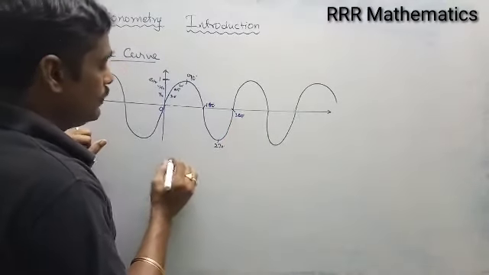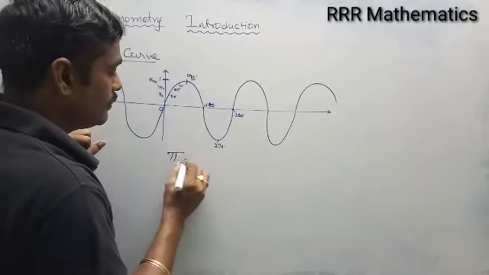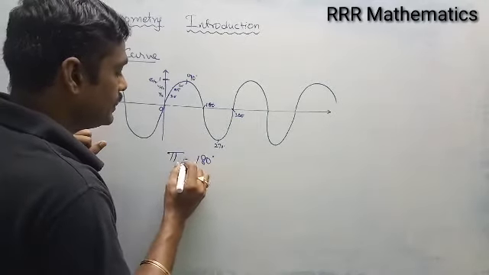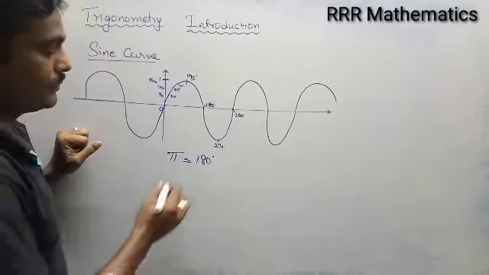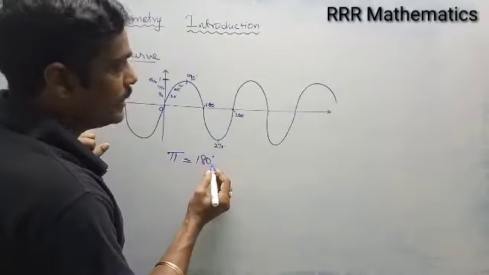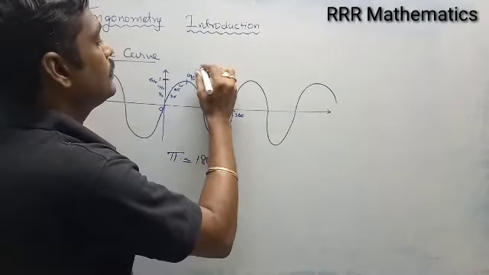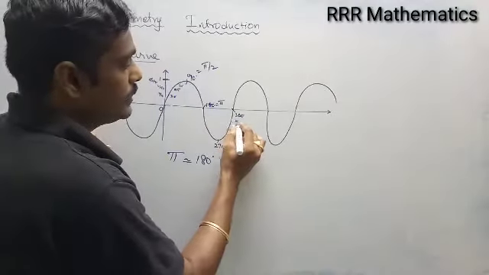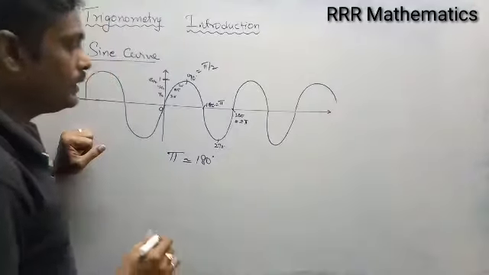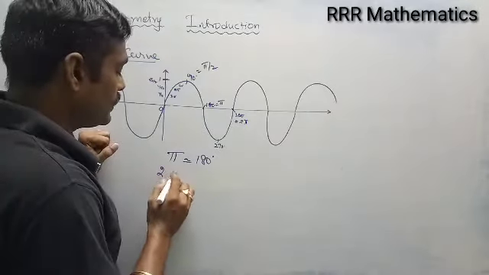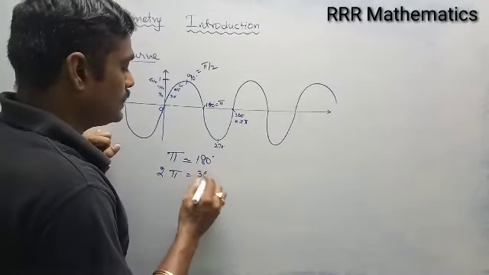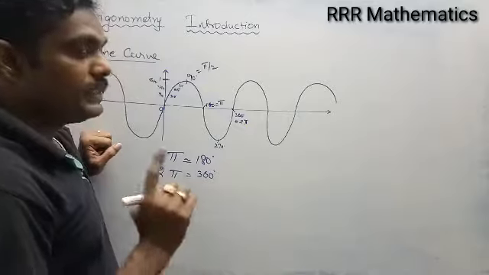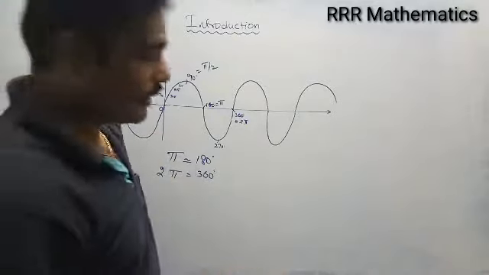Okay. Hereafter I will use the measure of 180 degree as pi. Pi denotes 180 degree. So I can write this as pi divided by 2, and this one as pi. This will be 2 pi. This 2 pi is 360 degree. Got it? 360 degree is one complete rotation.